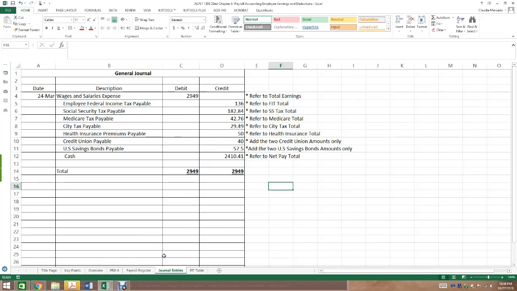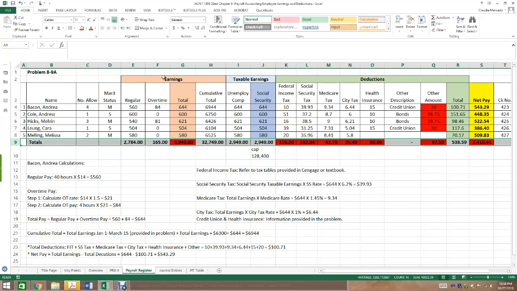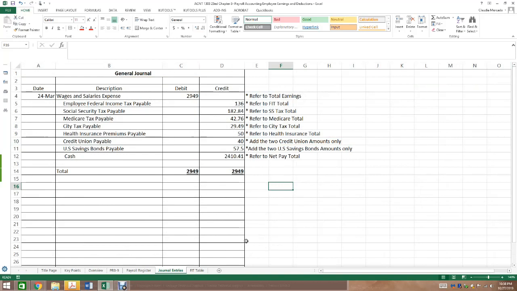So all you're doing is just going to your payroll register and you're looking at your total column. You're going to get the total for all of the items that apply. Okay? To get your journal entry, make sure that when you do your journal entry, your debits always equal your credits. Okay? So that is how you complete the journal entry for this particular assignment.